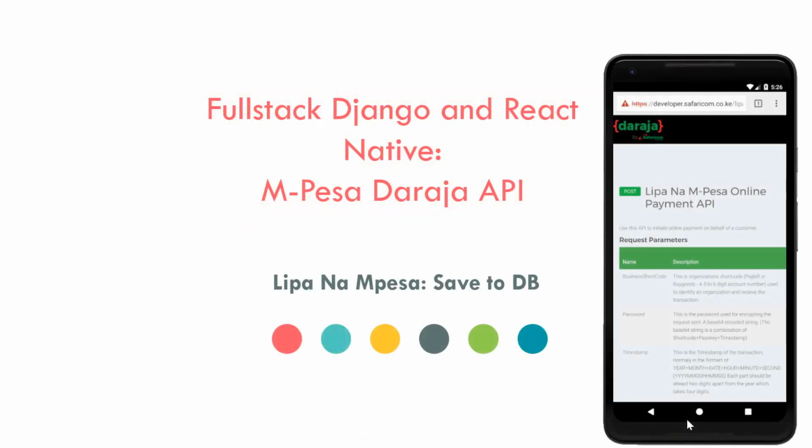In the last video, we were looking at how we could get the callback URL and obtain the data from the Safaricom servers. In this video, we are going to see how we can manipulate the data that we've received and actually save it to our database.